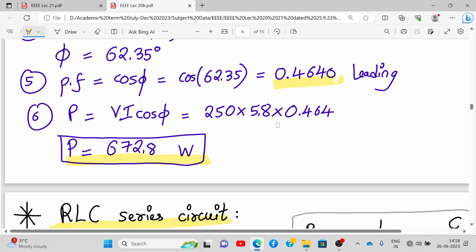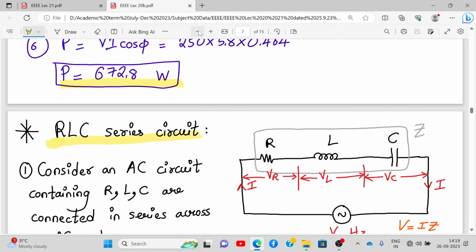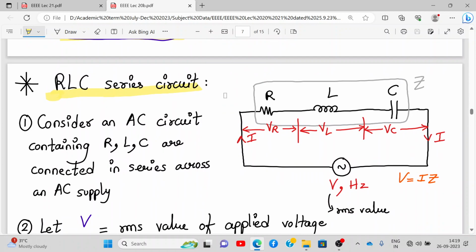So with this we complete the series RC circuit concept analysis plus numericals. Concept in the sense of voltage triangle, power triangle, impedance triangle, and phasor diagram with I as a reference and V as a reference, and we have solved 4 or 5 numericals. Okay, now write down the main heading. This is the last part of the 2.3 module, which is for your upcoming exams.